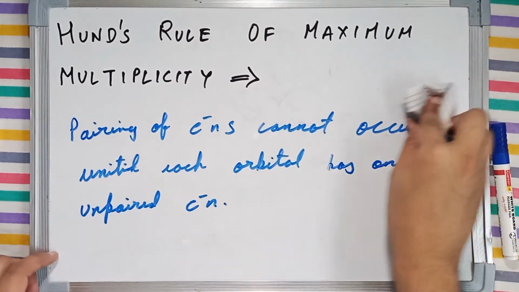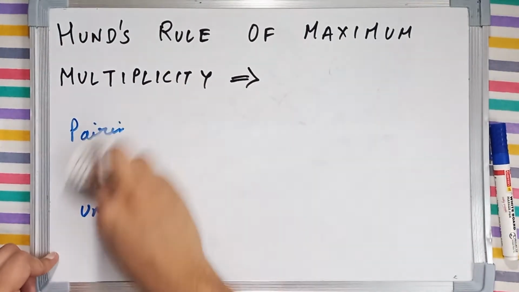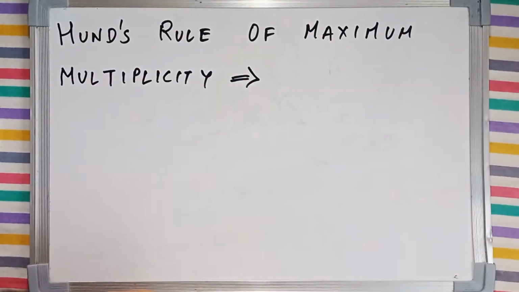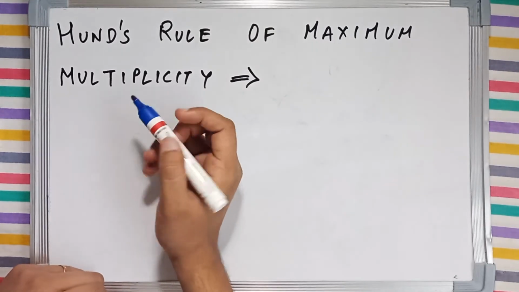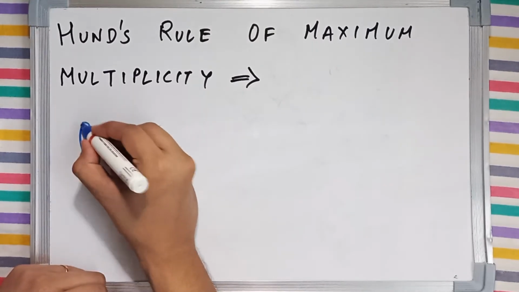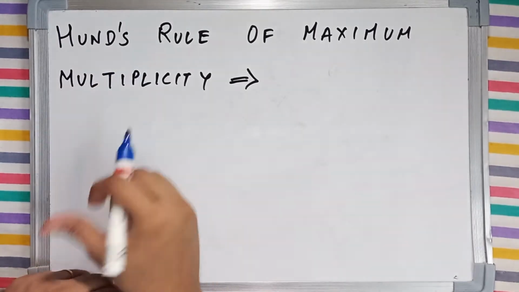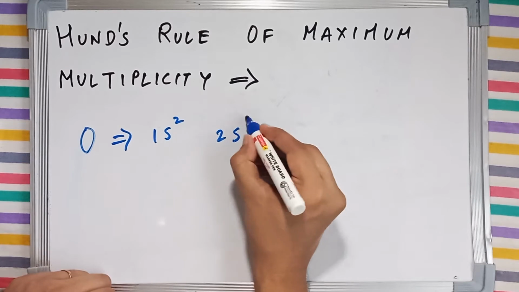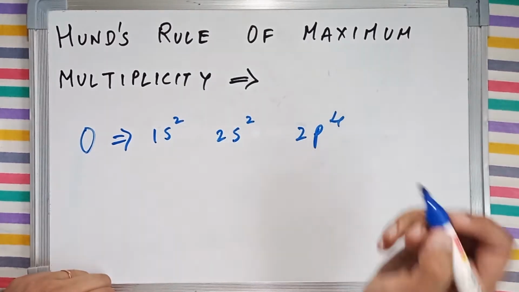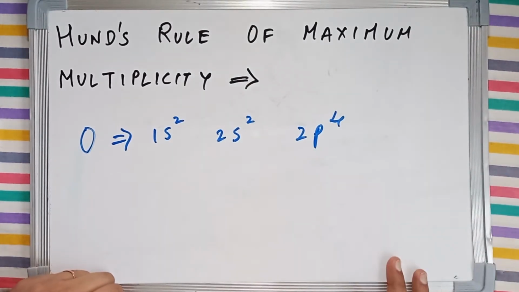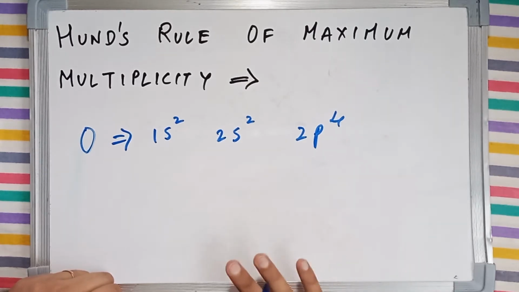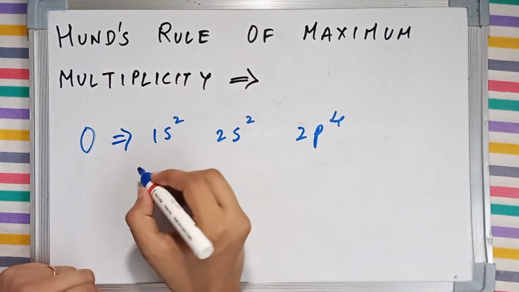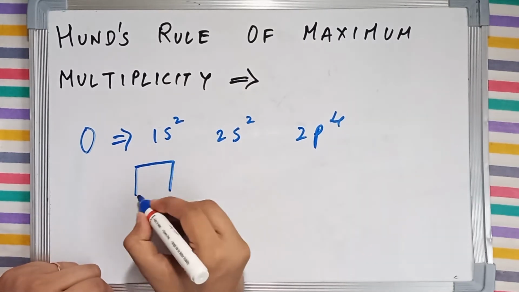Okay, now you will get a better grasp of this rule if you draw the electronic configurations of certain atoms. Now let's start with oxygen because it is going to be the best example for this rule. Oxygen's electronic configuration is 1s2, 2s2, 2p4. This rule states that pairing of electrons cannot occur until each orbital has one unpaired electron, so we are going to draw the orbitals.